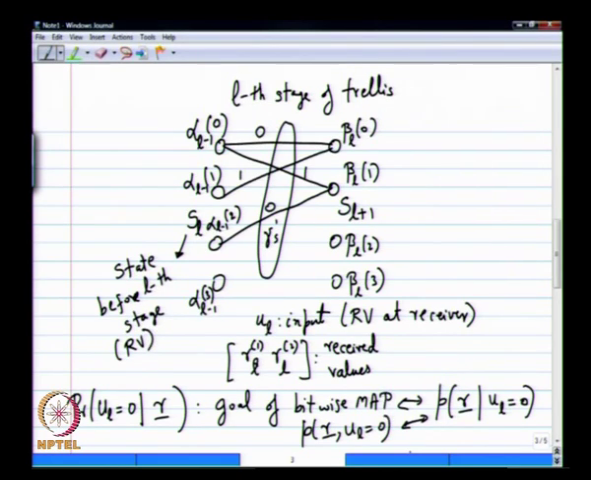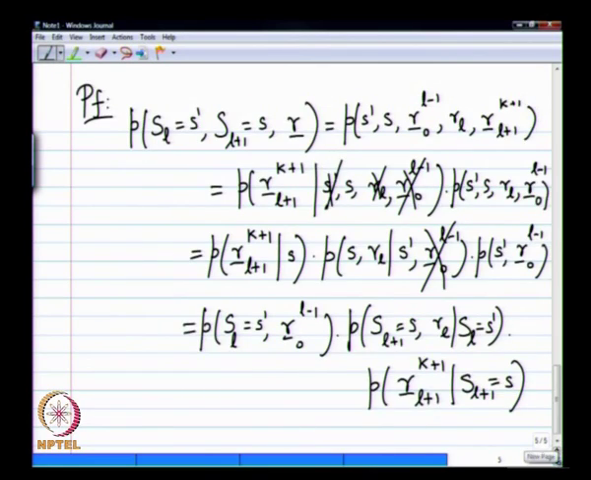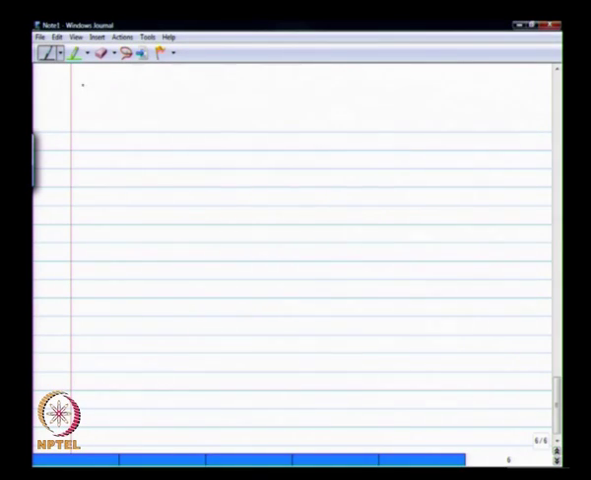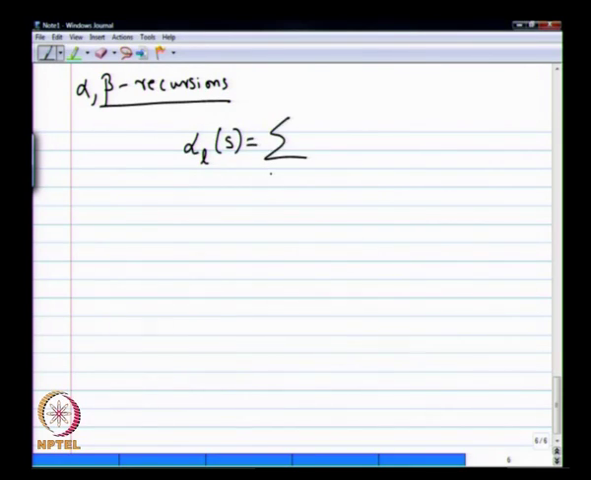So that is crucial. So now how do you efficiently compute alpha and beta? So you have recursions, the alpha beta recursions. The first formula, so to speak, is this formula for alpha. You can show alpha L of S is the summation over all S prime of gamma L of S prime comma S times alpha L minus 1 of S prime.